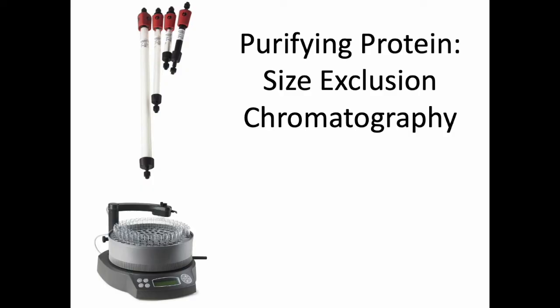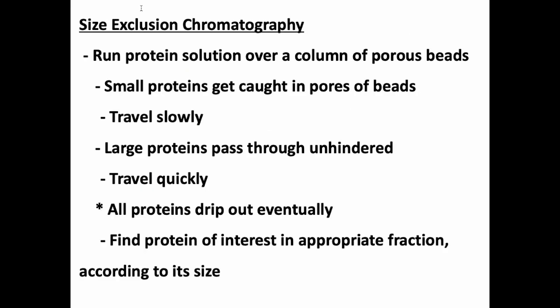So, in summary, in size exclusion chromatography, we're going to run this protein solution over a column of porous beads. Small proteins get caught in the pores, so they travel slowly. Large proteins pass through unhindered, not getting caught in all these pores, and they're going to travel quickly. Again, sort of unintuitive, kind of backwards, but hopefully you understand why this is true.